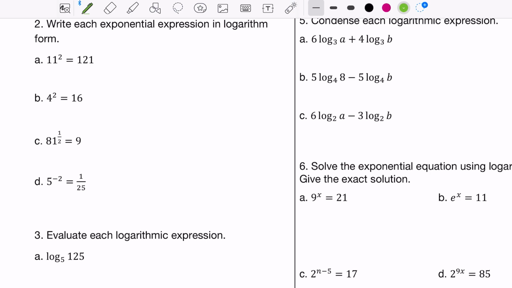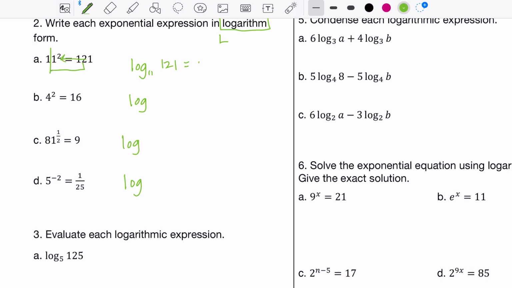Okay, the next one says write each exponential expression in logarithmic form, and log starts with an L, so that's what we're gonna do. Actually, we're going to start with log because we're writing it in log form. Every time it says write in log form, you can just start with log. Then the base of the exponential is the base of the logarithm. Then we get the argument, which is 121, and then come back to the square. Logarithms always equal that exponent.